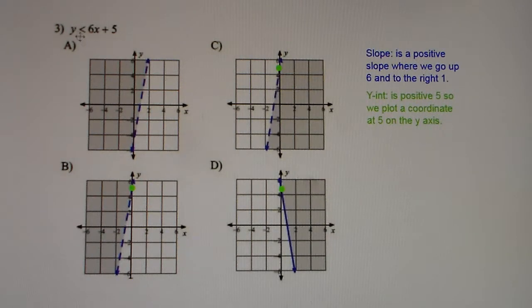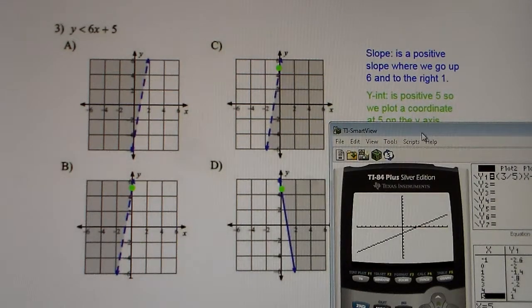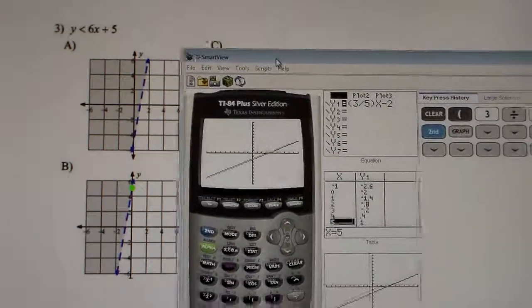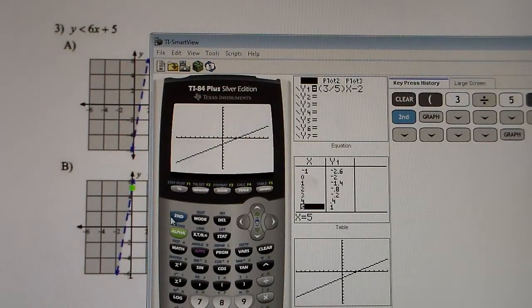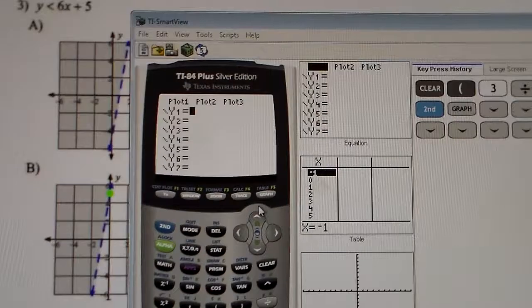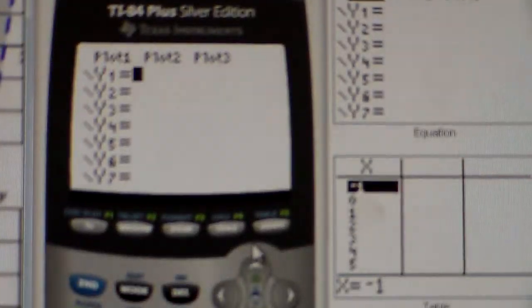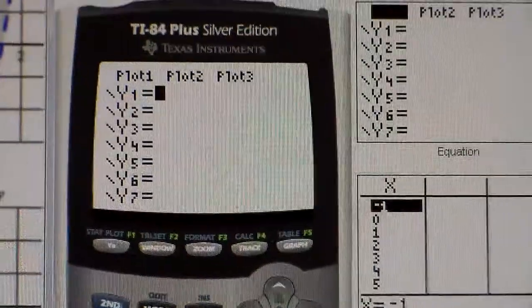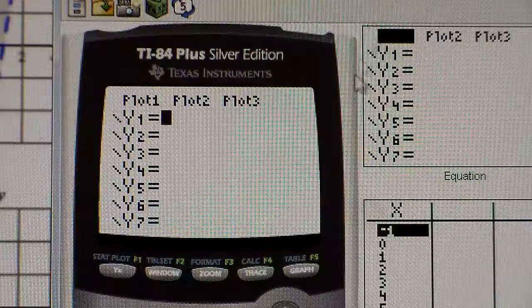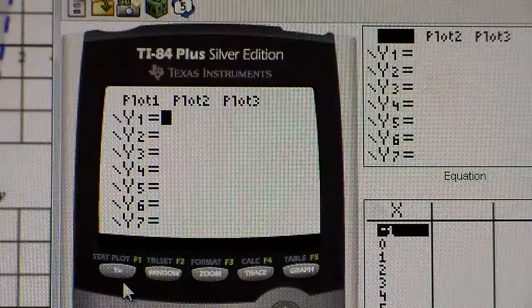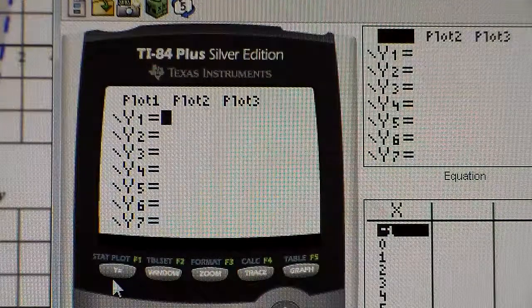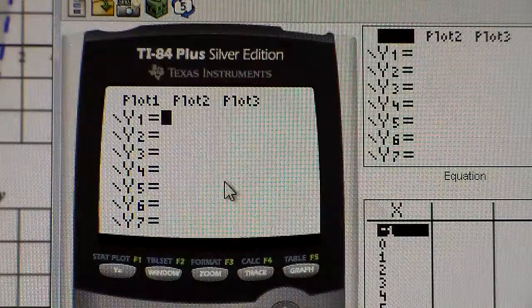We're going to do the same process. Y is less than 6x plus 5. So we're going to go into our graphing calculator. We're going to type that in. We'll make it nice and big on our screen. So we hit the y equals button, which is located right here on our graphing calculator. That'll bring up this screen.